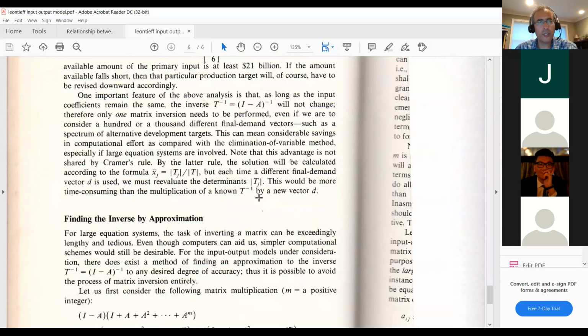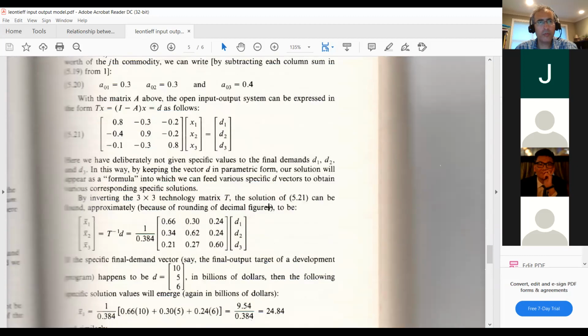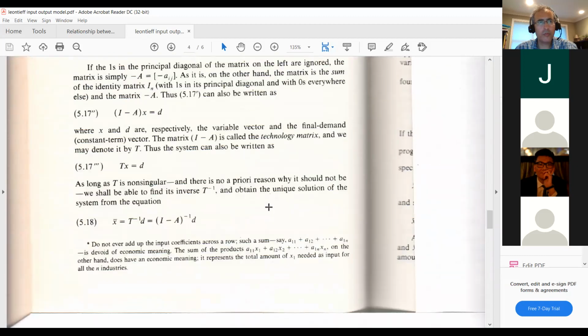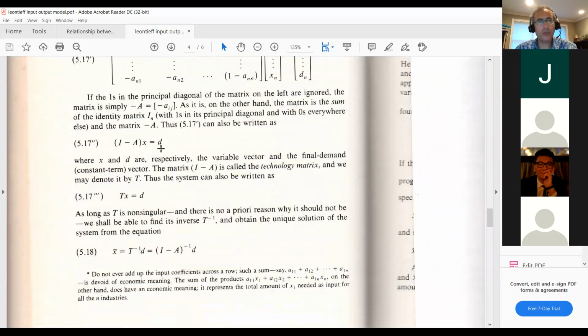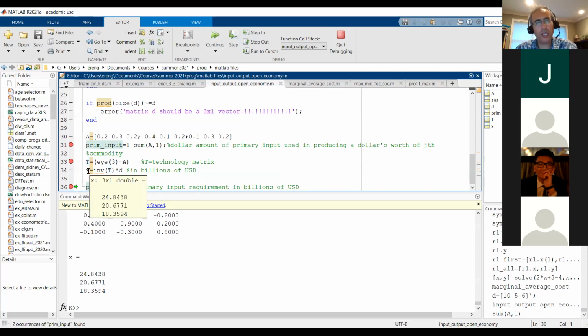So this equation is basically this one here. Okay, so that's what we have in here. This is T, which is simply I, the identity matrix, minus A. Then what I do is I simply find the inverse of T times D to find X. Then I have my X. My X values are these ones here.